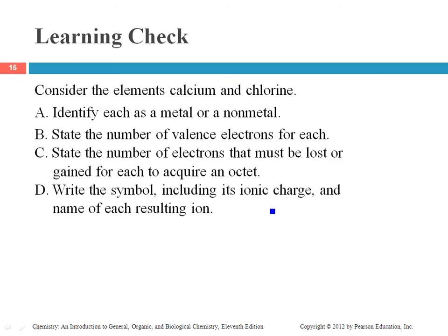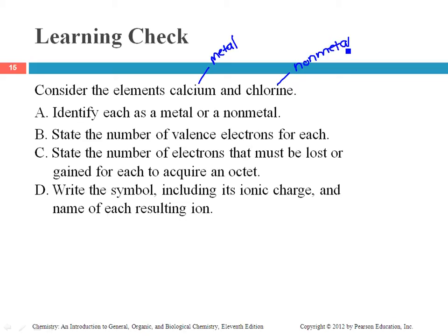Okay, the last practice problem has 4 parts. We're going to consider the element calcium and chlorine. So we have a metal and a non-metal. The first thing you want to do is recognize that, which is part A, identifying as a metal or non-metal. Calcium's in group 2. It's on the left side of the stair step on the periodic table. It's a metal. Chlorine, a non-metal, on the right side.